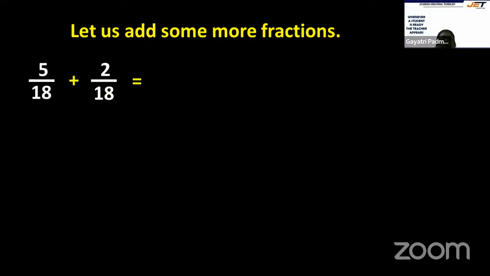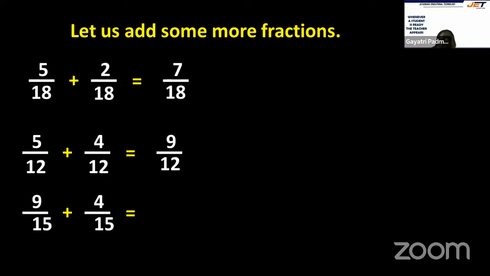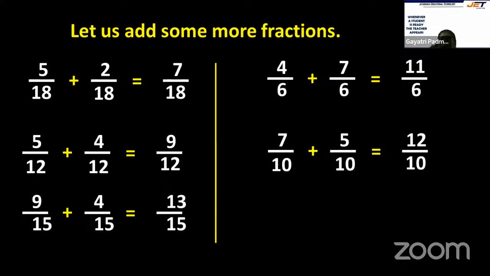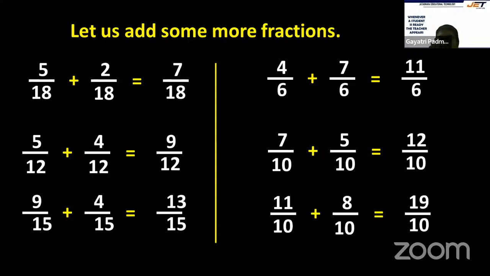Now, let us add some more fractions. 5 by 18 plus 2 by 18 is 7 by 18. What is 5 by 12 plus 4 by 12, which is 9 by 12. 9 by 15 plus 4 by 15, we just have to add the numerators, which is 13 by 15. Next, 4 by 6 plus 7 by 6 is 11 by 6. Correct. Next, 7 by 10 plus 5 by 10 is 12 by 10. Right. Next, 11 by 10 plus 8 by 10 is 11 plus 8 is 19, 19 by 10.